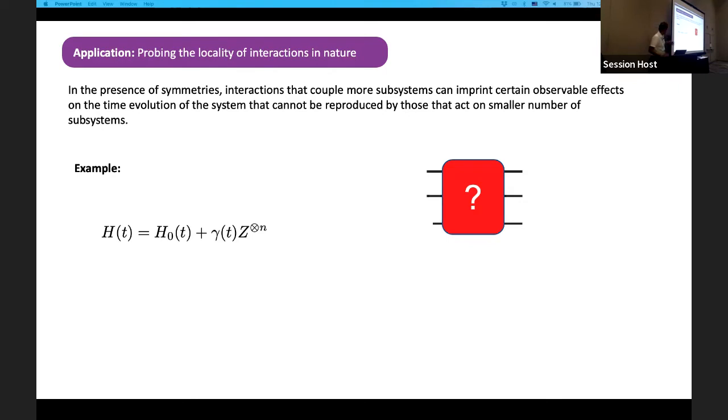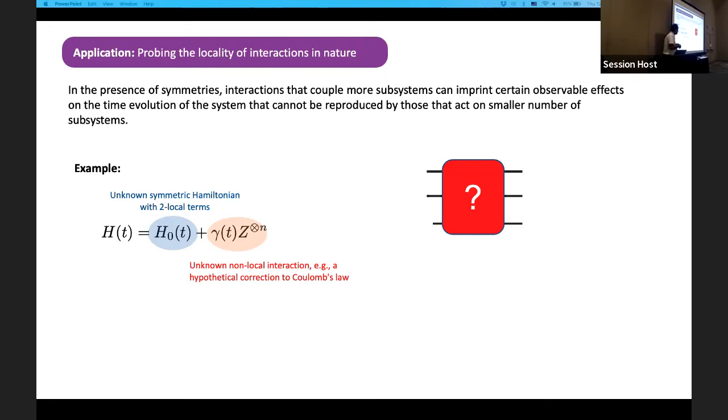Again, just to have a simple example in mind, suppose I have a general symmetric Hamiltonian H(t), which can be decomposed in this form of H0(t) plus gamma(t) times another symmetric term which is non-local. So you can imagine, this first term is just an unknown symmetric Hamiltonian with two-local terms. The second term is an unknown non-local interaction, for example, a hypothetical correction to the Coulomb law. And then the claim is we can observe the signature of this term on the time evolution of the system.